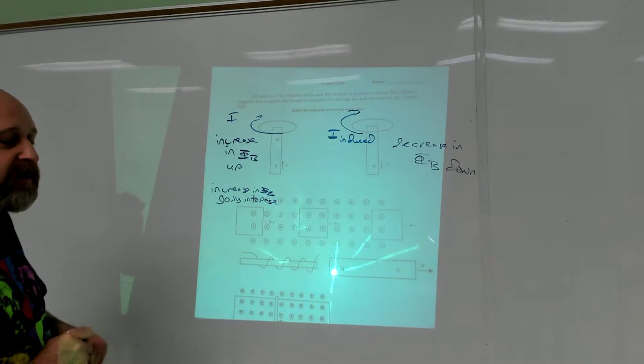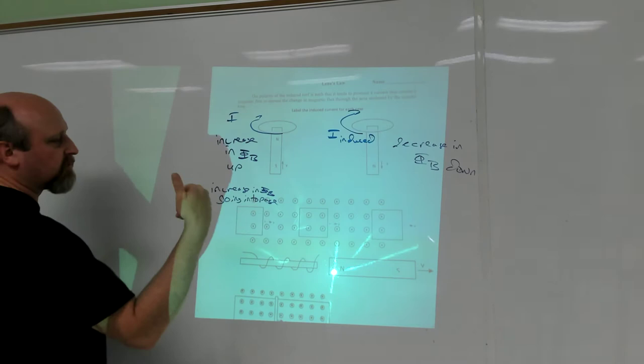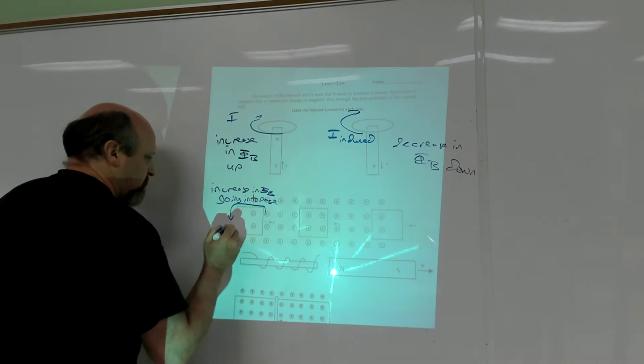Therefore, current has to flow to fight the change. The induced current in this loop will try to make more flux go out. Your new right-hand rule, thumb is the flux through the middle, fingers are the current going around the loop. It's got to go around this way. So my induced current will be counterclockwise. It'll make current flow around that way.